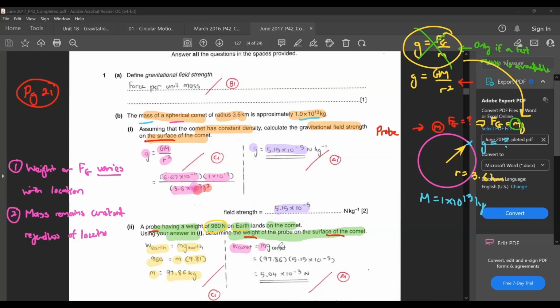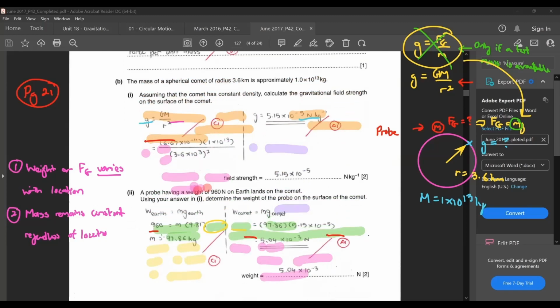It will be the mass of the probe multiplied with your gravitational field strength on the surface of the comet. You get 97.86 times 5.15 times 10 to the power minus 5, giving you 5.04 times 10 to the power minus 3 Newton. Okay? So this one would be for this question. This should be okay. It's a pretty straightforward question.